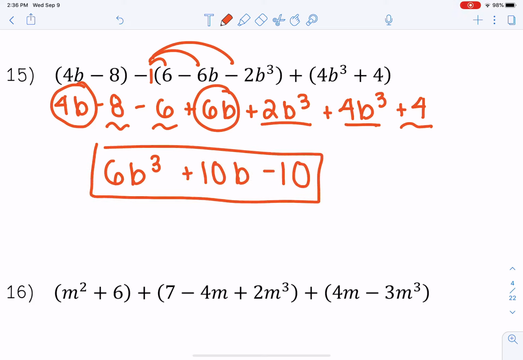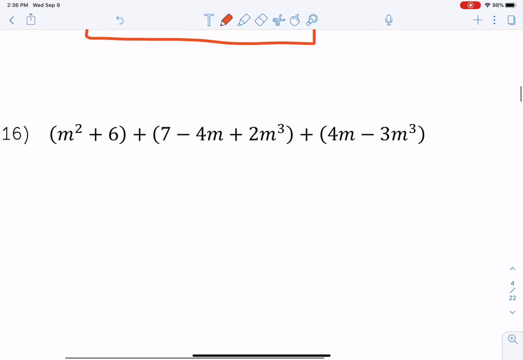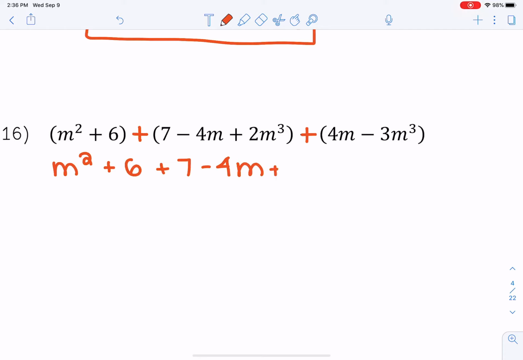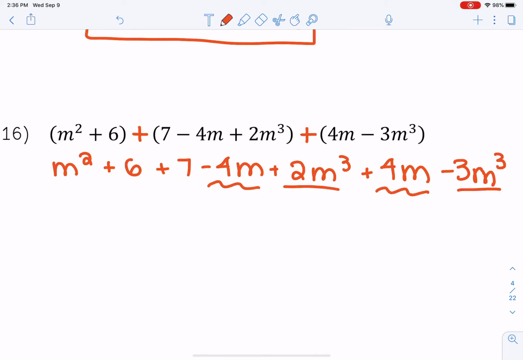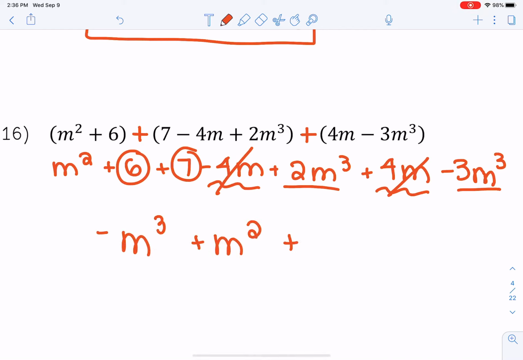All right, one more. We can do it. This time we're lucky because there's all addition in between, so we can really just drop the parentheses. And combine like terms. Those are going to cancel out. And we end with negative m cubed plus m squared plus 13.